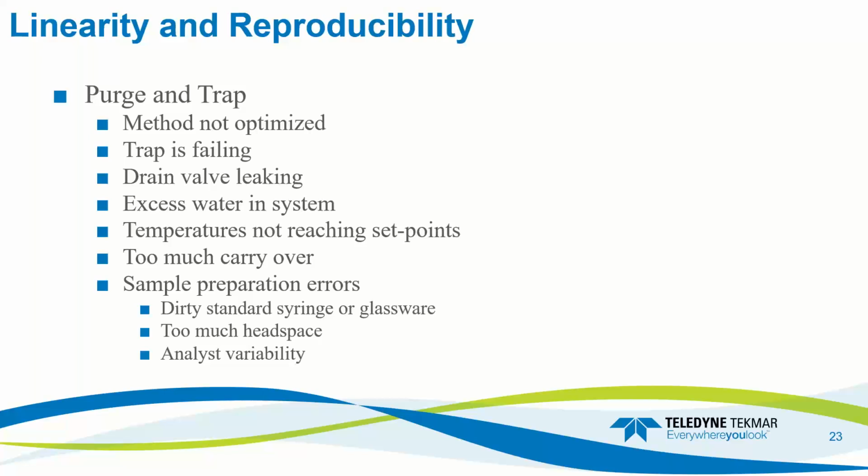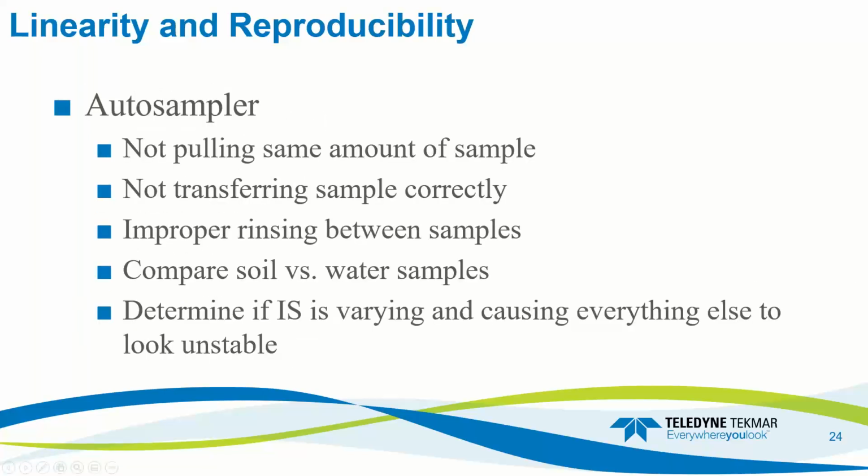Could have too much carryover from sample to sample, or could be dealing with sample preparation errors. In the auto sampler, it could not be pulling the same amount of sample each run, or not transferring the sample correctly. It could not be properly rinsing between samples.